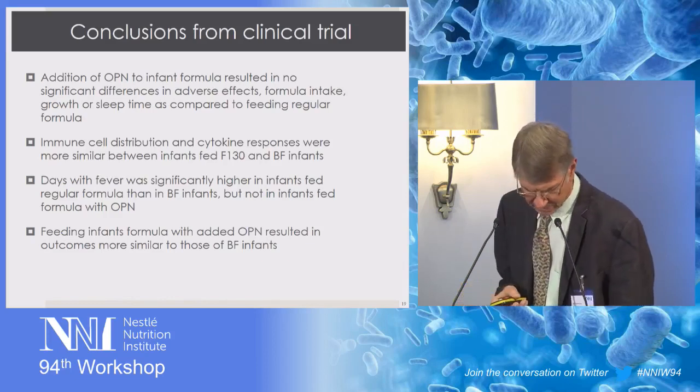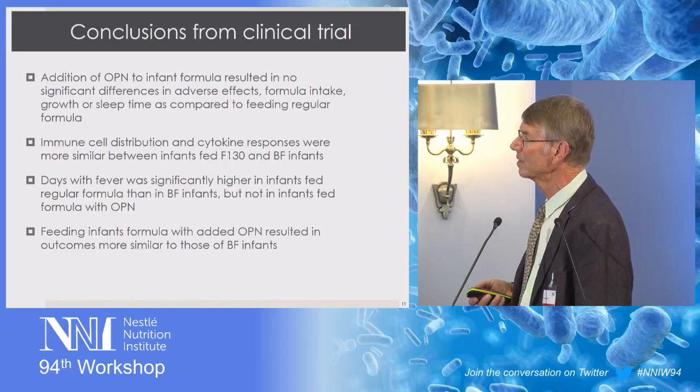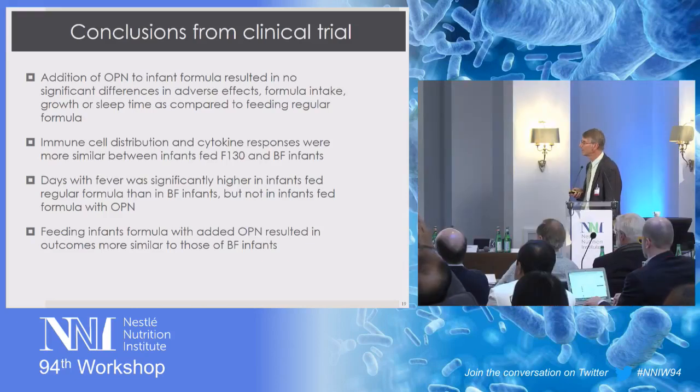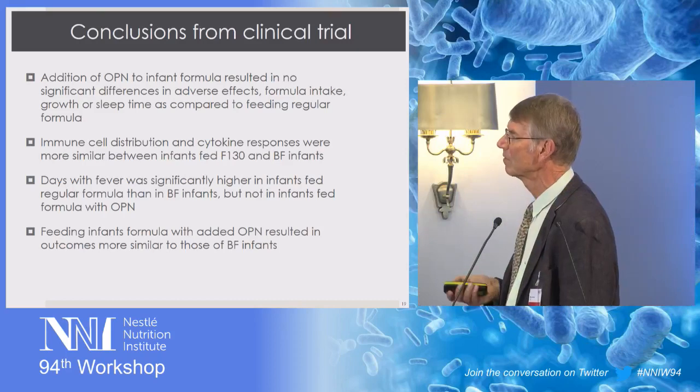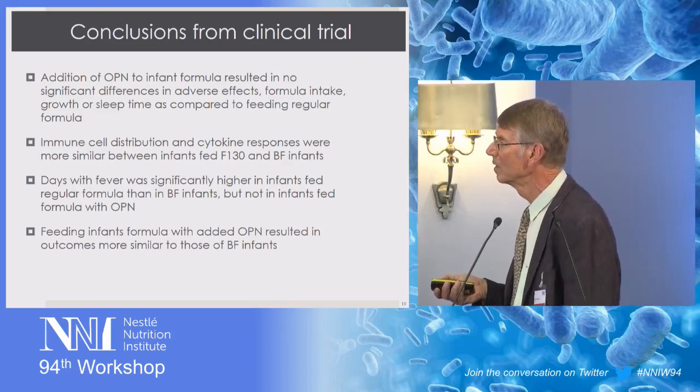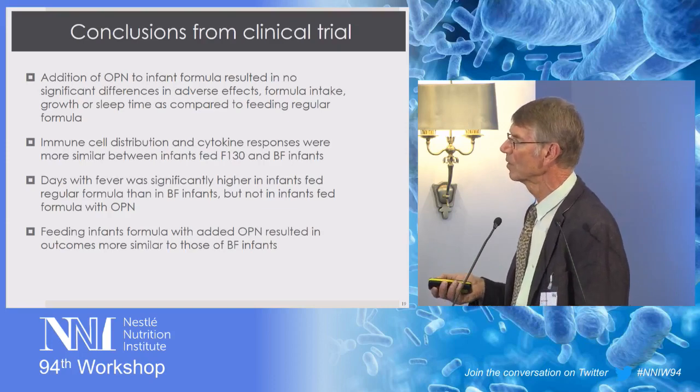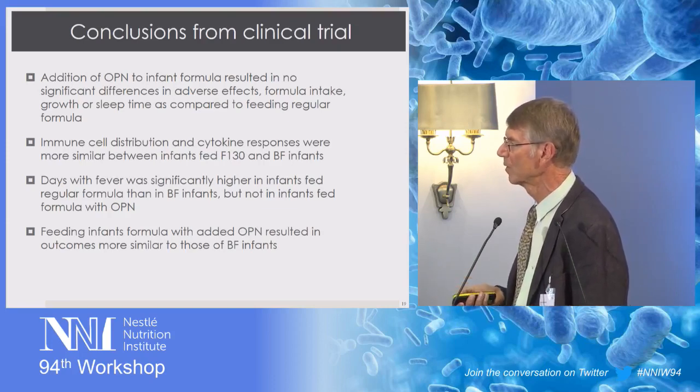So to conclude from this clinical trial, and this to date is the only one that has been done in infants, more studies certainly need to be done. Addition of osteopontin resulted in no significant differences in adverse effects, formula intake, growth, or sleep, as compared to those fed regular formula. Immune cell distribution and cytokine responses were more similar between infants fed the higher level of osteopontin, the breast milk level, and the breastfed infants. Days with fever was higher in infants fed regular formula, but not in those that were given bovine osteopontin.